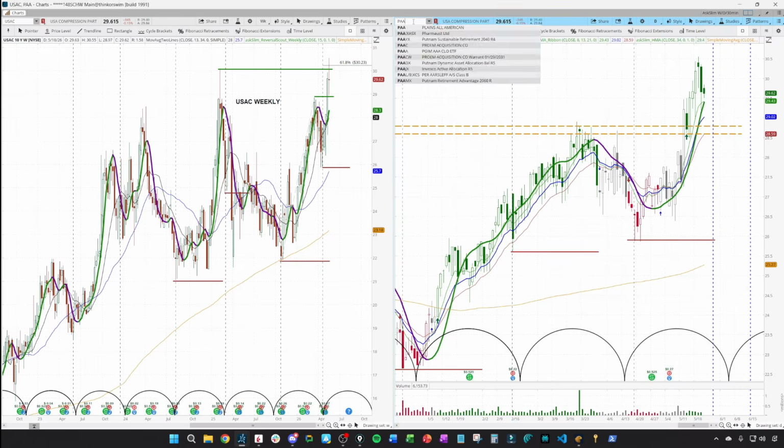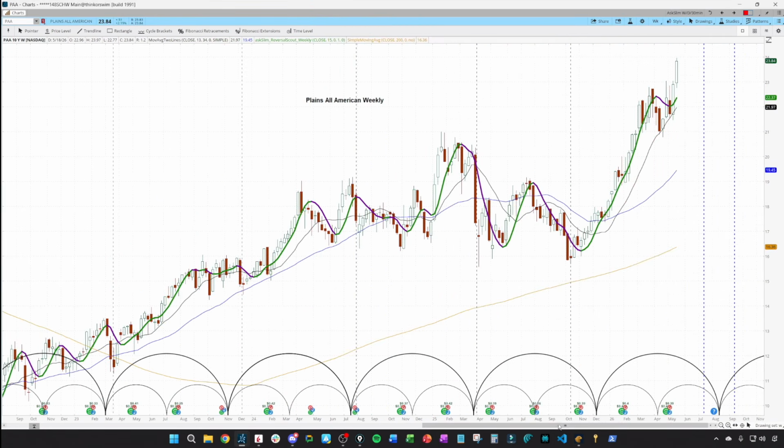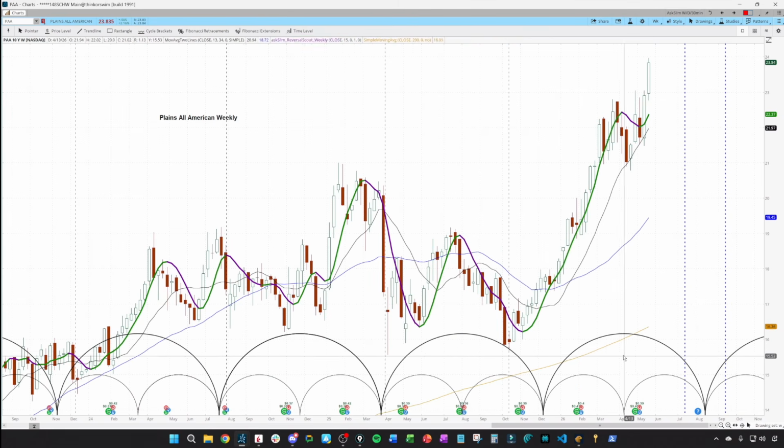Let's jump over to PAA. Again, this one has been on fire with names like EPD and ET. Bull flag into that old swing high. Look at that. Was that by accident? Nope.